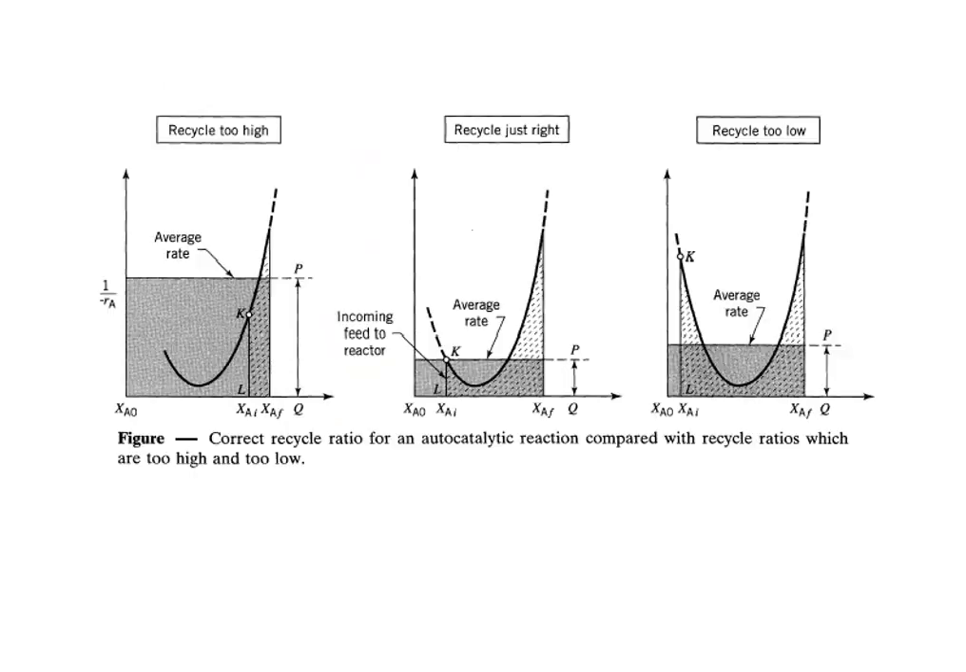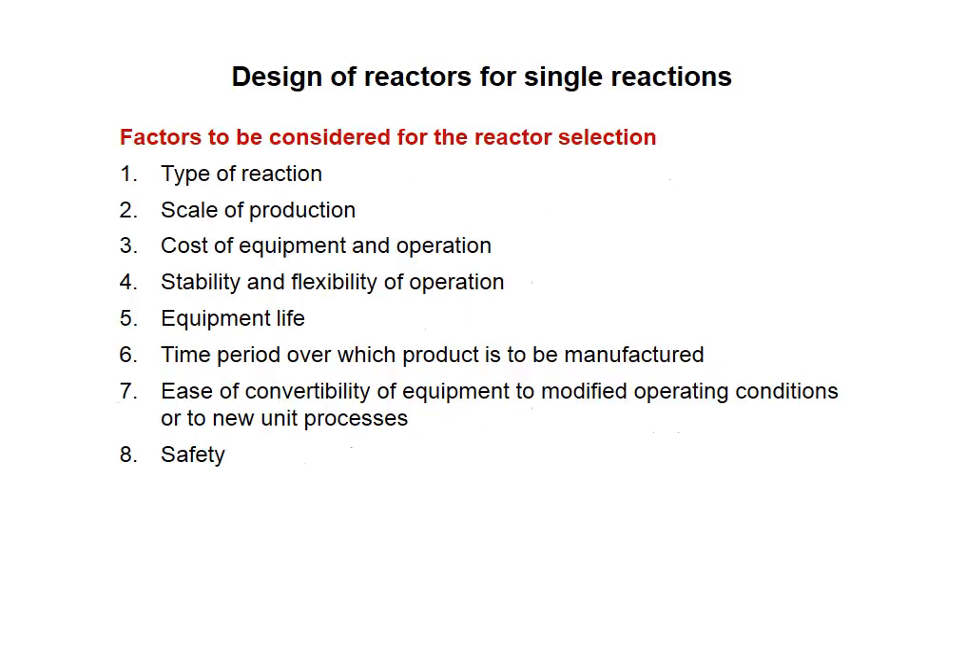that total divided by XAF minus XAI. So in this way we can plot the three graphs, that is the correct recycle ratio for the autocatalytic reaction compared with recycle ratios which are too high and too low. So we can check that the recycle is too high in the first graph, whereas the average rate is at point P on the line, whereas in the second graph we can see the recycle is just right, whereas in the third diagram the recycle is very low compared to the first two. So from the recycle reactor we can plot this graph.